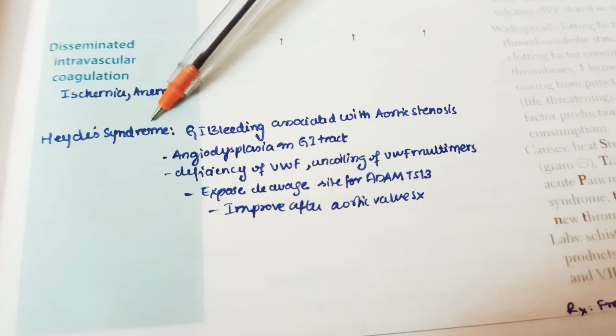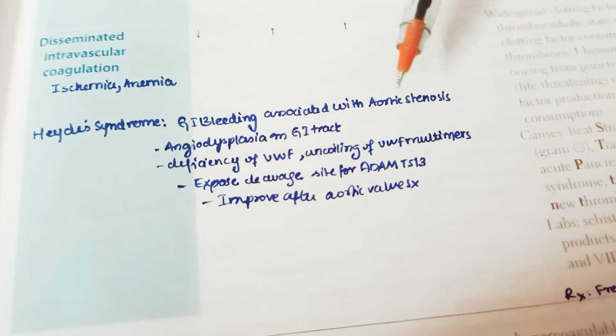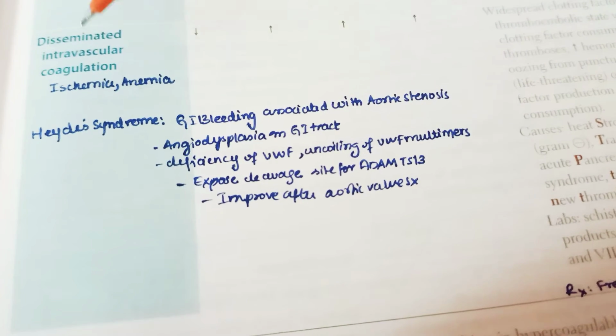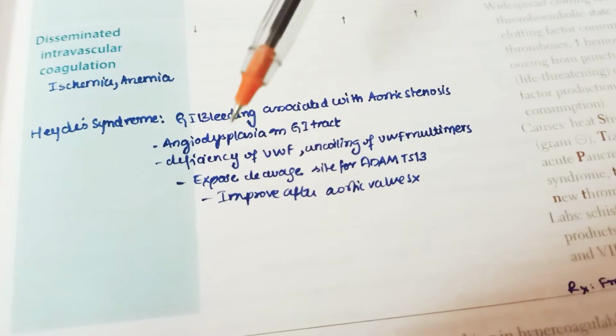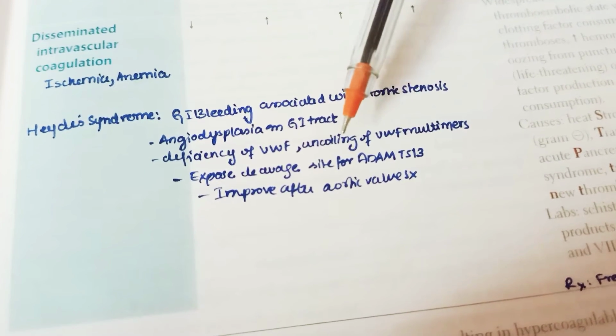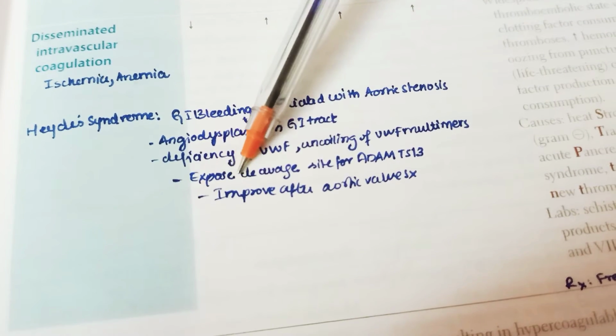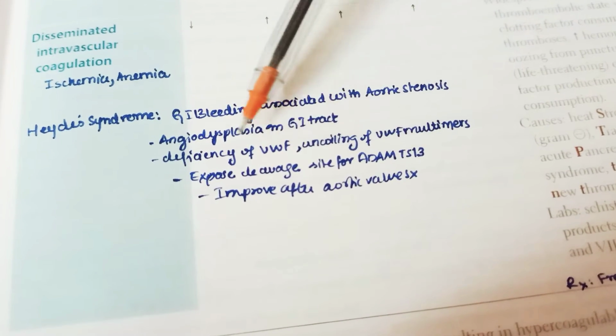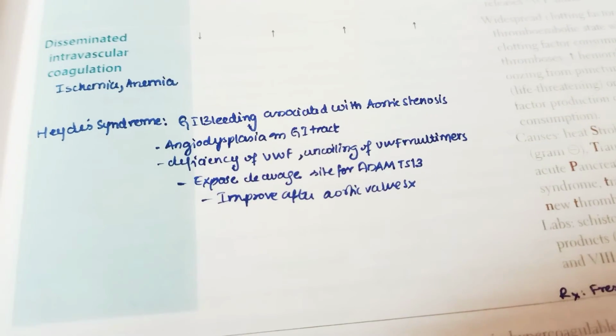So next, coming to Heyde syndrome. Here there is GI bleeding which is associated with aortic stenosis. There is angiodysplasia in the GI tract, deficiency of von Willebrand factor, and that is uncoiling of von Willebrand multimers, exposing the cleavage site for ADAMTS13, improves after aortic valve surgery.